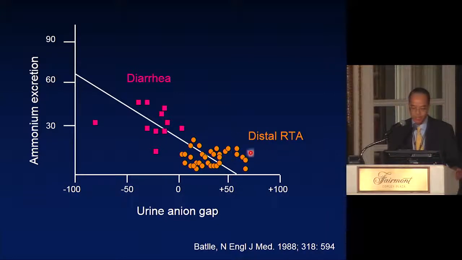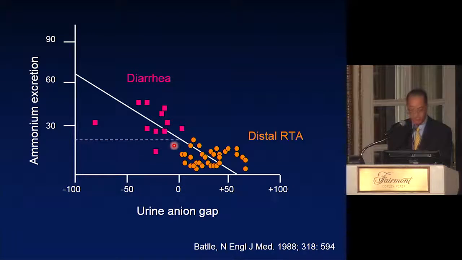Conversely, patients in this case who had distal renal tubular acidosis, so they had the same degree of acidosis, but their ammonium did not increase. So that's the defect in distal RTA, and so they have a higher urine anion gap. Okay? And the cutoff is about an ammonium excretion of about 25. Greater than 25 is an appropriate response to acidosis.